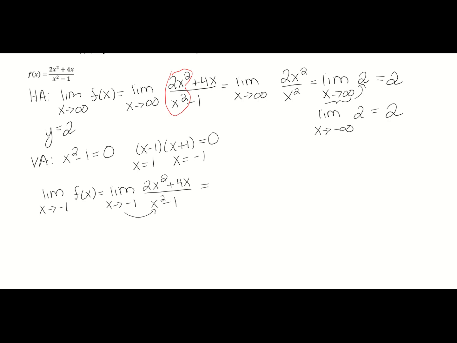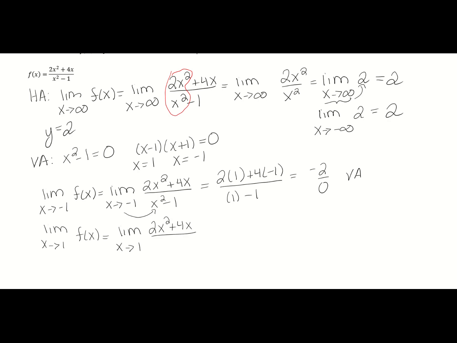Now I'm plugging in, so I drop my limit symbol. So I'm going to have 2 times a positive 1 plus 4 times a negative 1 over 1 minus 1. This will give me negative 2 over 0. This is not the indeterminate form, so I know that this will be a vertical asymptote. I do the same thing for the limit as x goes to 1 of f of x. This will be the limit as x goes to 1 of 2x squared plus 4x over x squared minus 1. This will give me 2 plus 4 over 1 minus 1, which will give me 6 over 0. Again, this is not the indeterminate form, which means that I have a vertical asymptote.